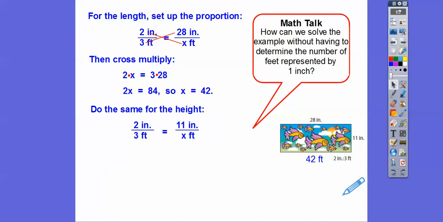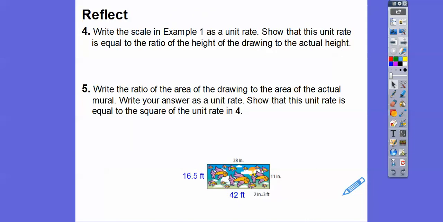I'm just using these dimensions. Notice inches go on top because 2 inches over 3 feet. Okay, and when we cross multiply, we get 2x equals 33, and 2 goes into 33 16.5 times. So we can find the area by multiplying 42 times 16.5.